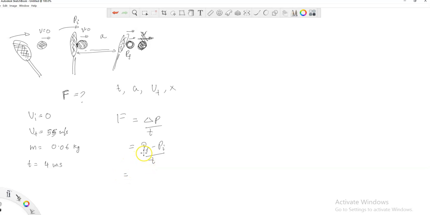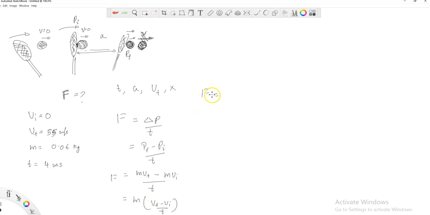Now what is P final? This is the tennis ball, the mass of it, and velocity final. P initial is the mass of it and velocity initial, divided by time. That is the force. Now we can plug in numbers. I can even take this m out and put a bracket here, which is even easier: v final minus v initial over t. You see that this is again the familiar acceleration term.